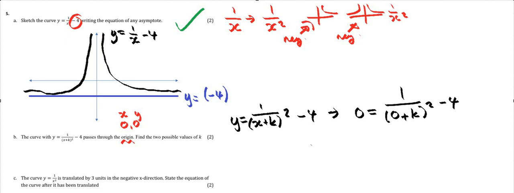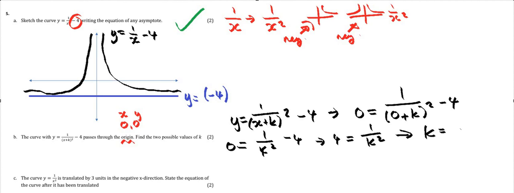Well, that just means that 0 equals 1 over k squared minus 4. So 4 equals 1 over k squared. Therefore k is equal to, now remember there are two solutions, it said 2 possible values. That's because to get k, we're going to have to take a square root, so we always get a plus and a minus. So plus or minus the square root of a quarter, and hopefully you all know the square root of a quarter is a half.